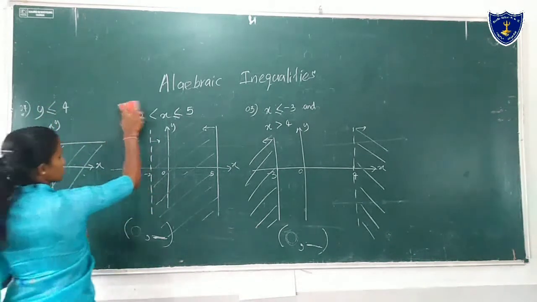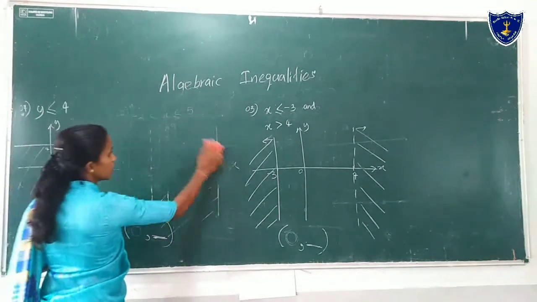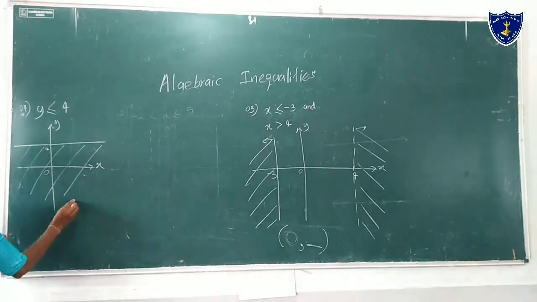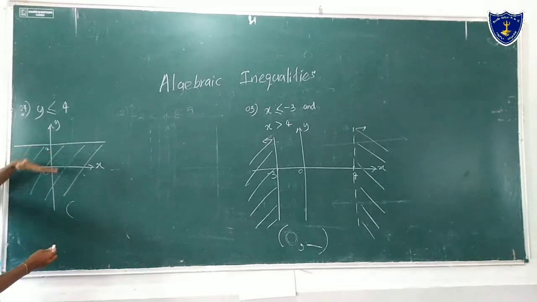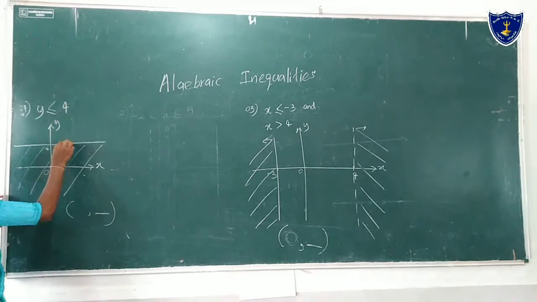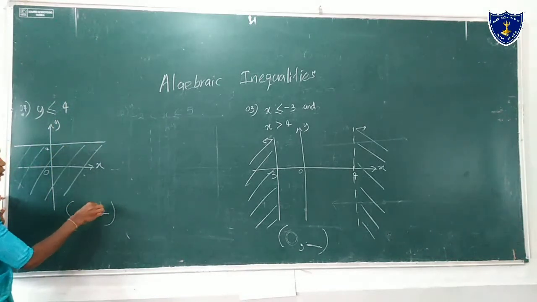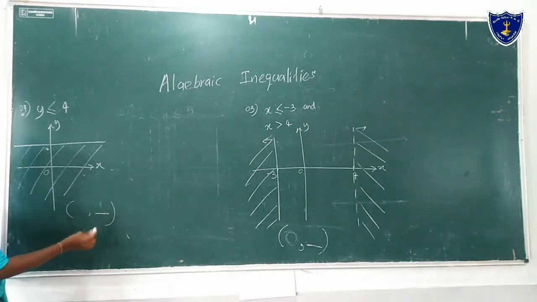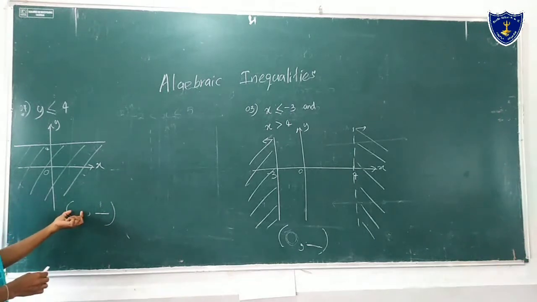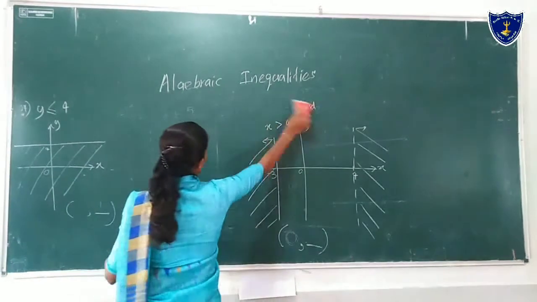Okay, next one. In this region, you can write the coordinates of each point. The x coordinate may be any value. The y coordinate should be positive 4 or less than positive 4. It means you can take positive 4, positive 3, positive 2, positive 1, 0, or any negative integer. Next one.